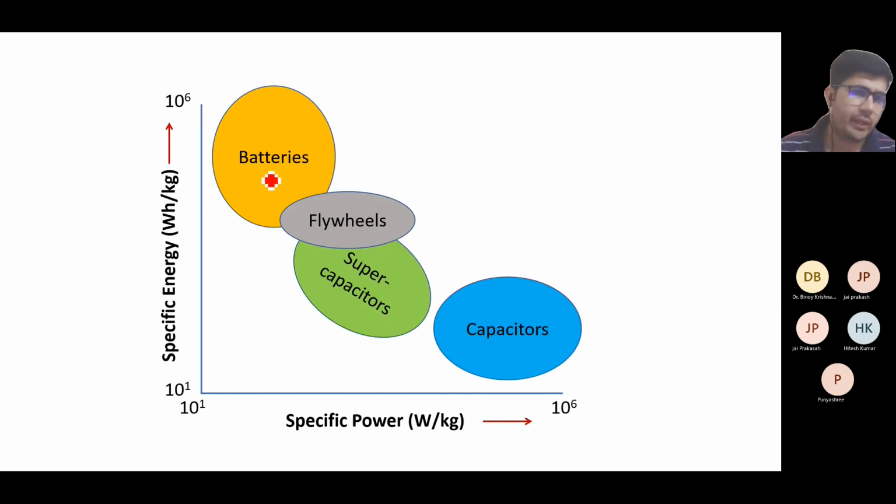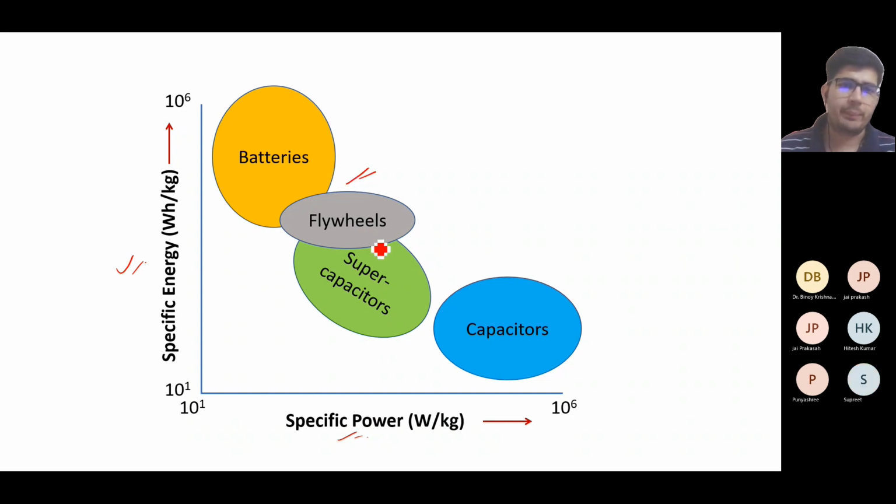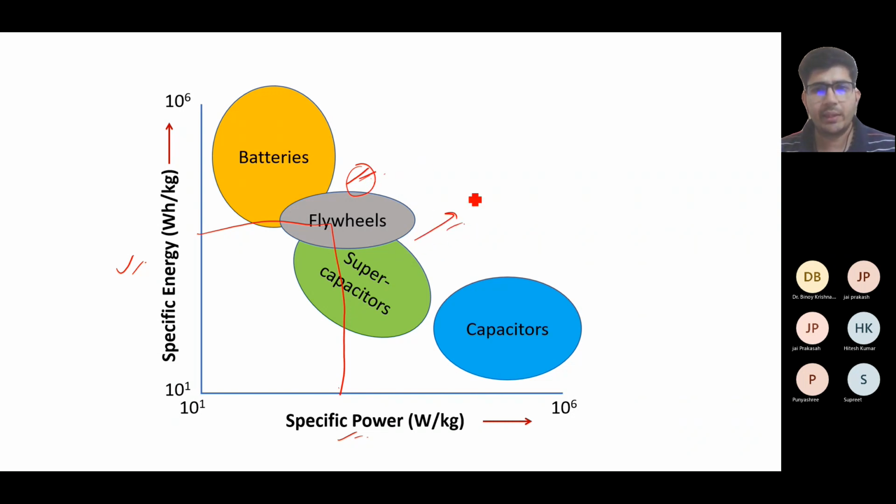So with the specific energy and specific power, we can see the flywheel is coming between the batteries and supercapacitor. It has moderate specific energy with moderate specific power. So supercapacitors were filling the gap between the batteries and capacitor, and now the flywheel is filling the gap between batteries and supercapacitors.